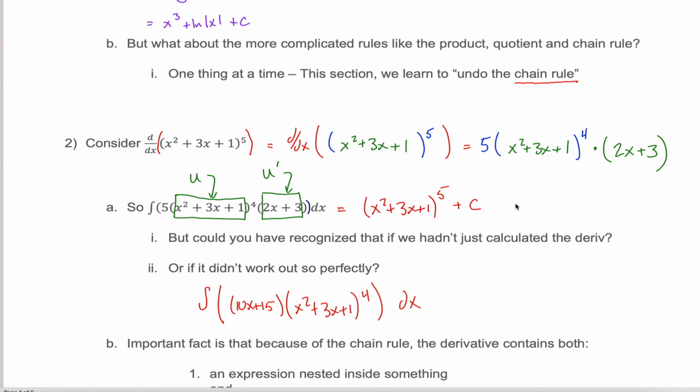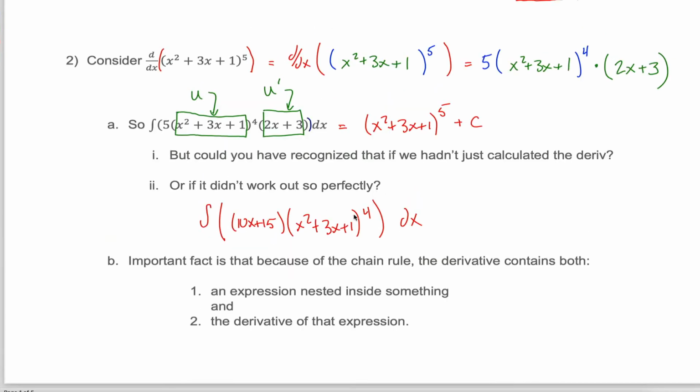So since the whole purpose of u-substitution is to undo the chain rule, we'll be looking for instances where we have an expression and we have the derivative of that expression. Okay, you still haven't shown me how it works. I know, I'm getting there, trust me.